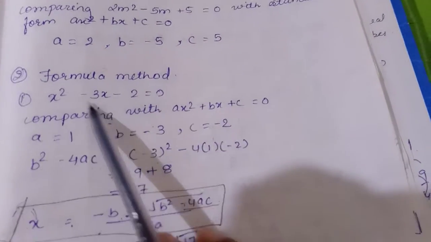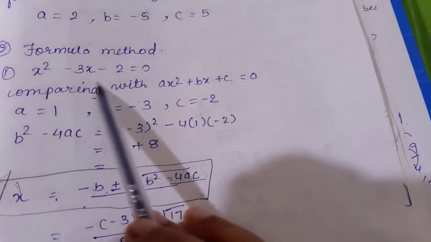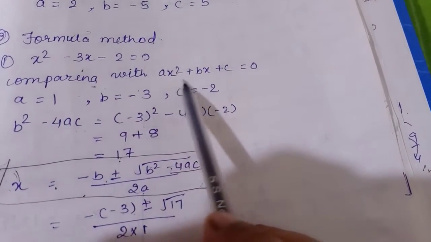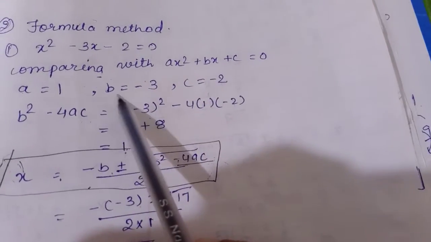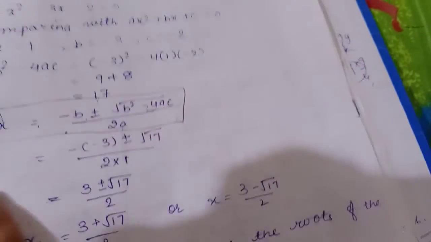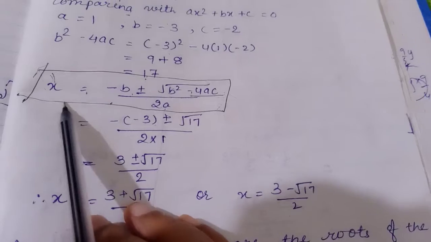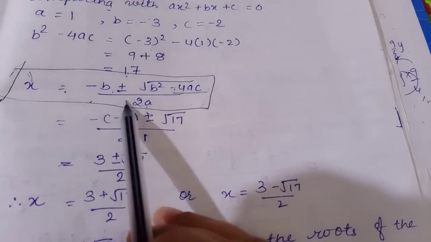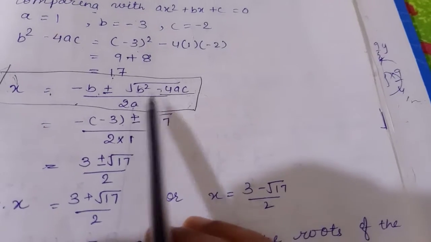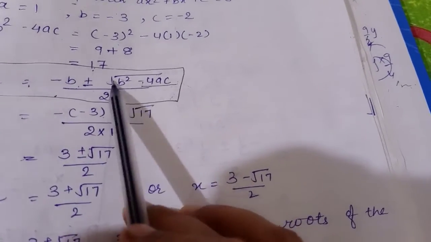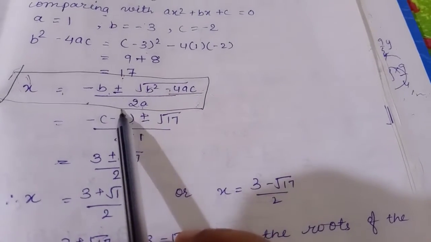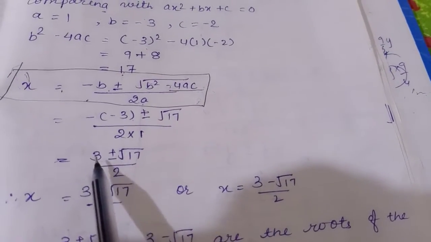Then next question is formula method. You can see the equation x square minus 3x minus 2 equal to 0. Now again comparing this with the standard form, we will get the values of a, b and c. Then after that we have to see the formula. Formula for getting the root is x is equal to minus b plus minus root b square minus 4ac upon 2a. So now as you can see the formula, if we get the value of b square minus 4ac, then it will be easier for us to put the values and solve the particular formula.